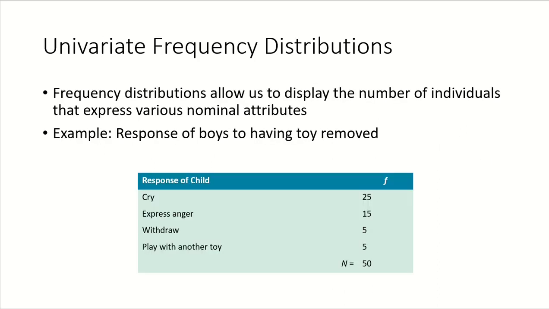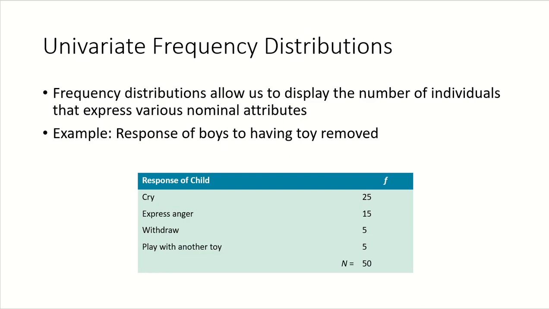So one of the most common ways to display data is using a frequency distribution, where we look at the number of cases from a sample falling into different categories, for instance. So this is appropriate for categorical, which includes nominal and ordinal level data.